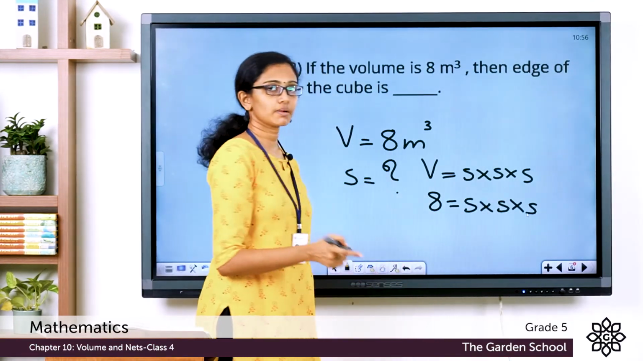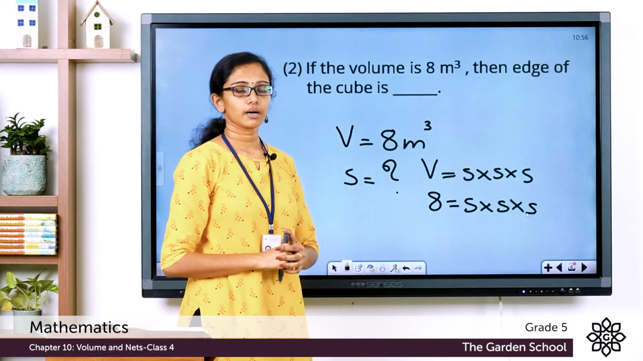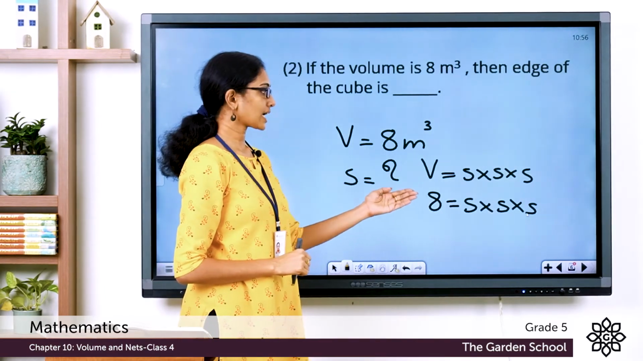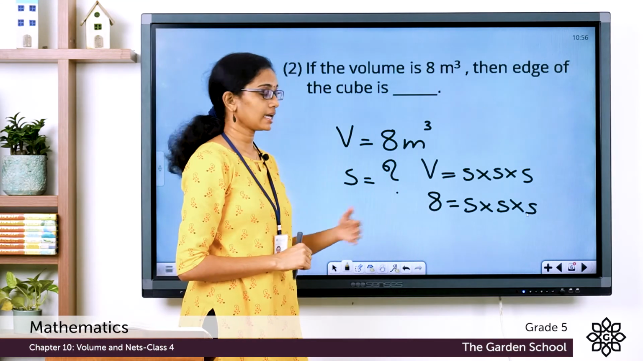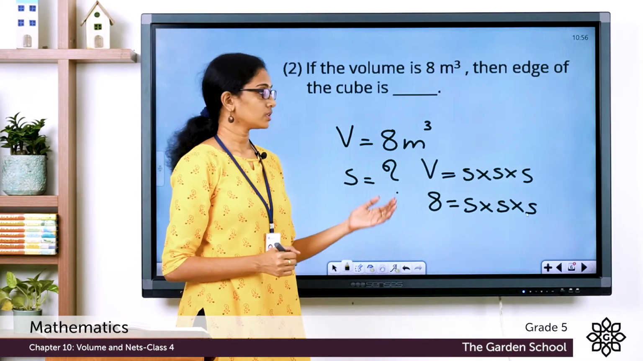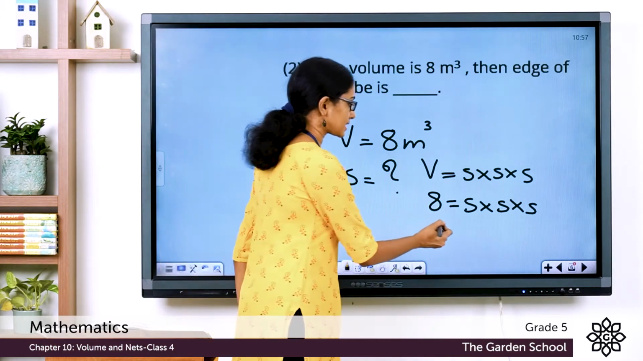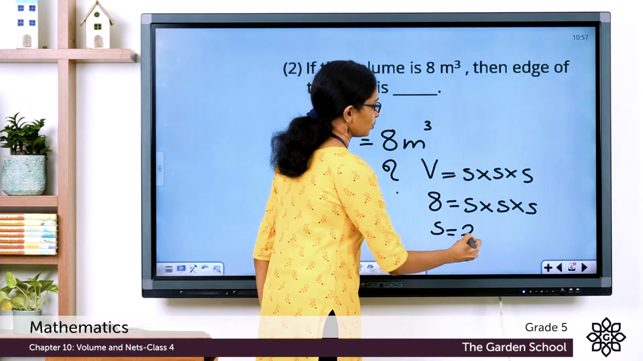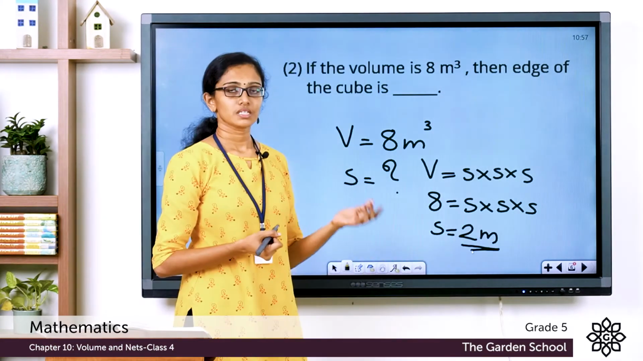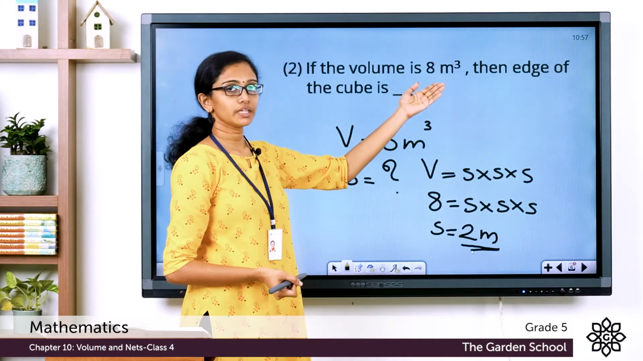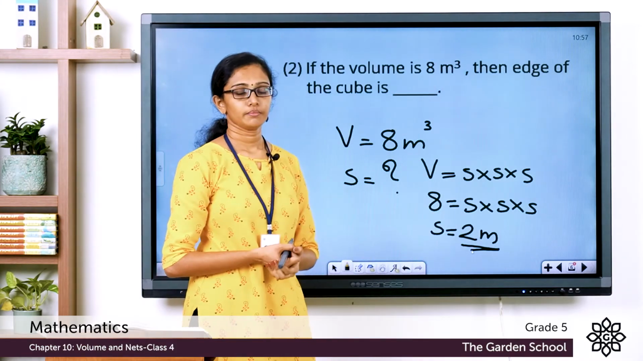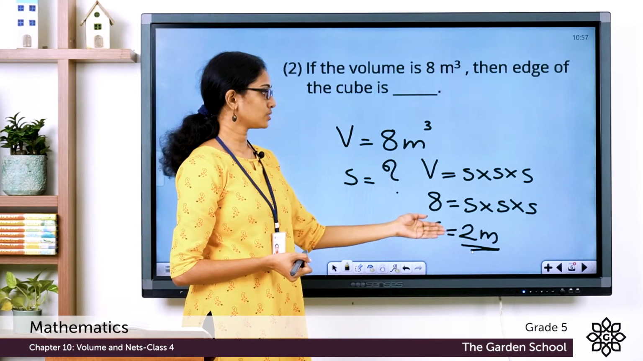The same number is multiplied 3 times to get the number 8. So which number can be multiplied 3 times to get 8? We know 2 into 2 into 2 is equal to 8. So we can write S is equal to 2 meter. Since the volume is given in cubic meters, the dimensions should be in meters. So it should be S is equal to 2 meter.